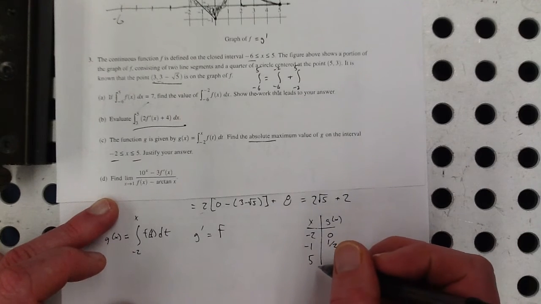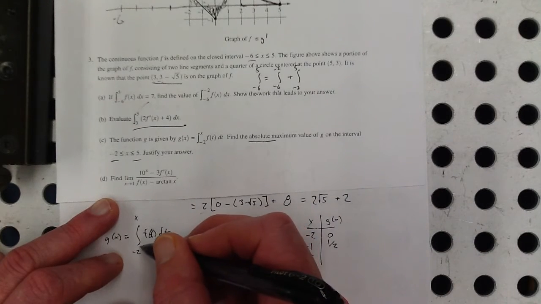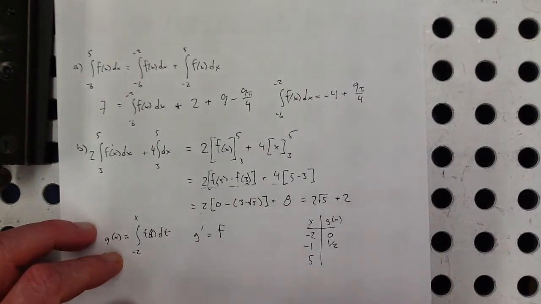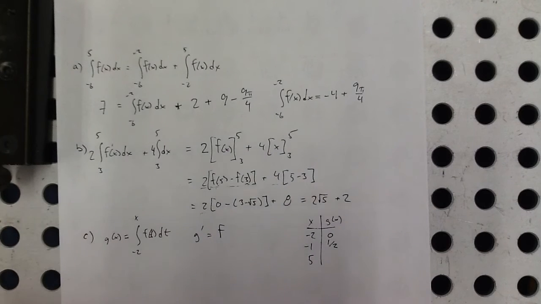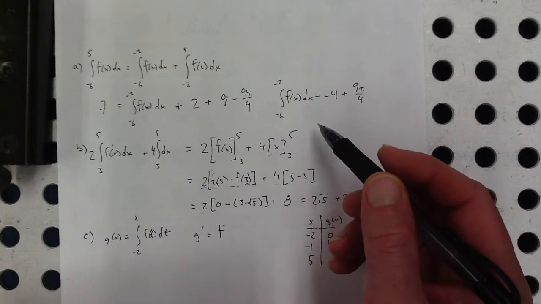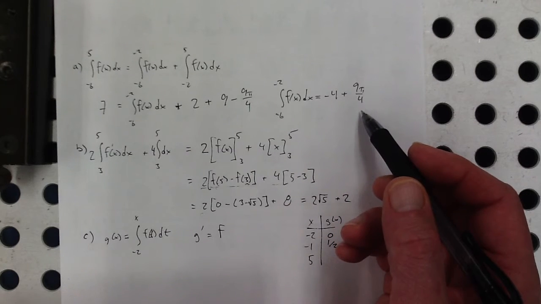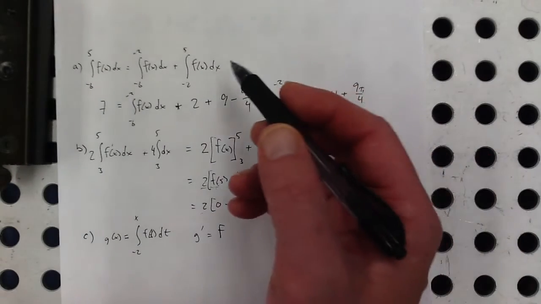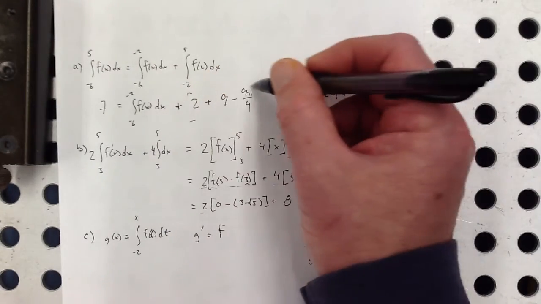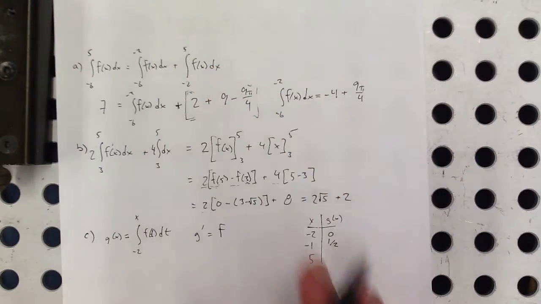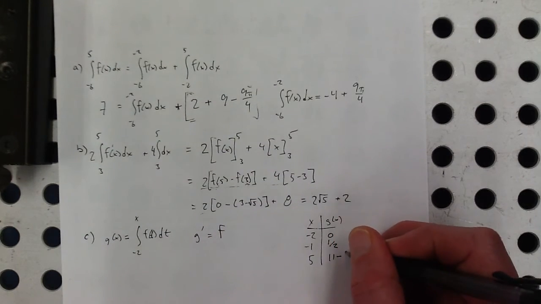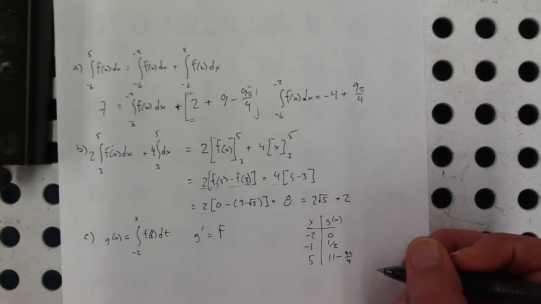If you plug 5 in there, that would be the area from negative 2 up to 5. And I think we found that already, didn't we? Oh no, we found negative 6 to negative 2 to 5. I guess negative 2 to 5 was part of that. So we kind of did that already. We didn't have it as a separate answer. So that's 11 minus 9 pi over 4.